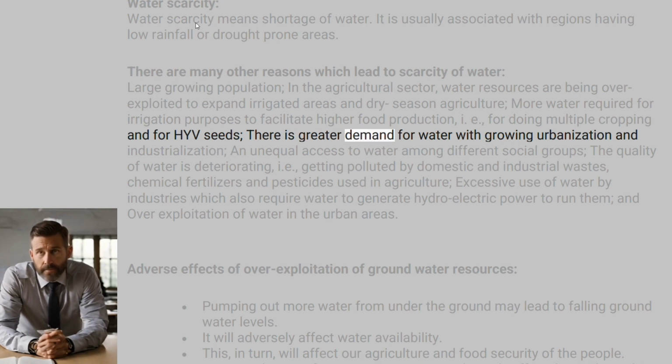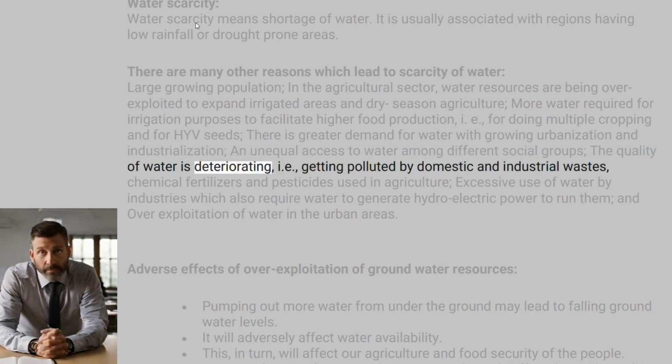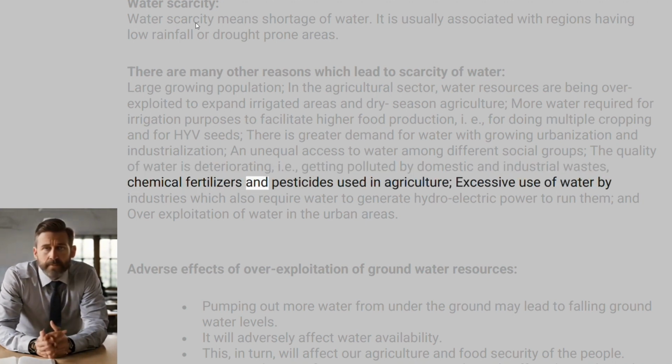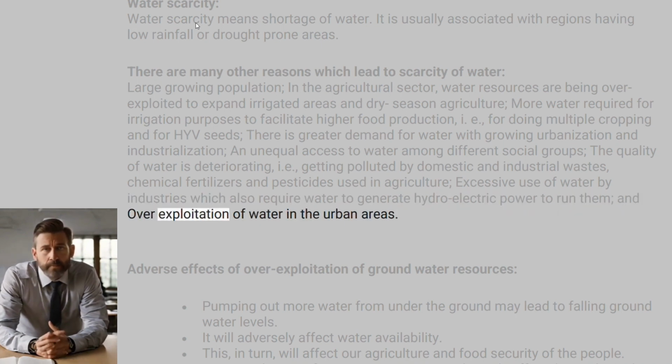There is greater demand for water with growing urbanization and industrialization, and unequal access to water among different social groups. The quality of water is deteriorating, i.e., getting polluted by domestic and industrial wastes, chemical fertilizers and pesticides used in agriculture, excessive use of water by industries which also require water to generate hydroelectric power to run them, and over-exploitation of water in the urban areas.